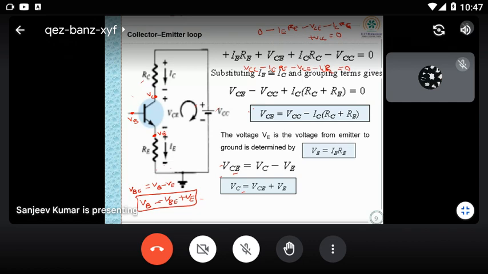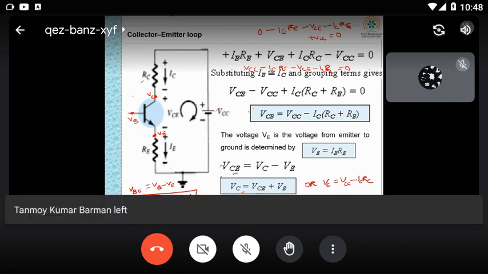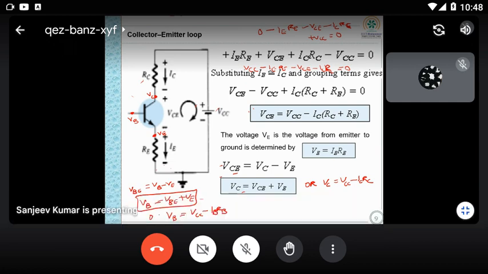Similarly, this also you can derive, or you can write VC is equal to VCC minus IC RC. Here also you can find out VB is equal to VCC minus IB RB. So any approach you can follow, and you can check whether you are getting the same or different values. So in this circuit, each node voltage, current, everything you can derive.